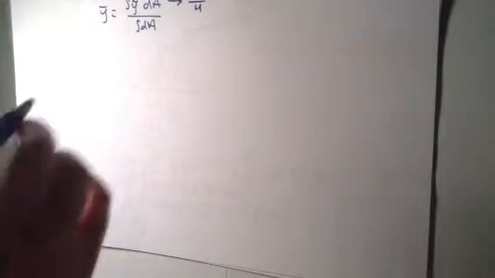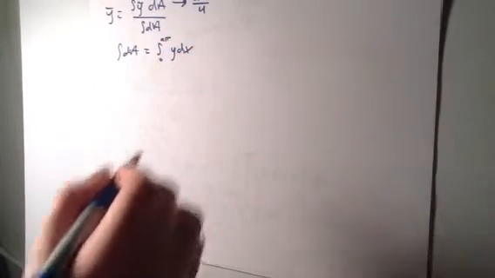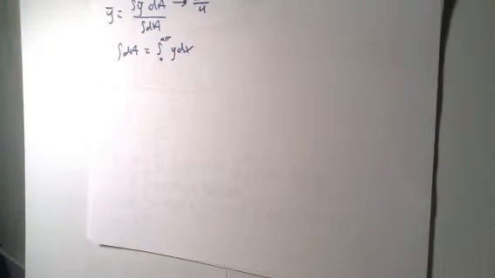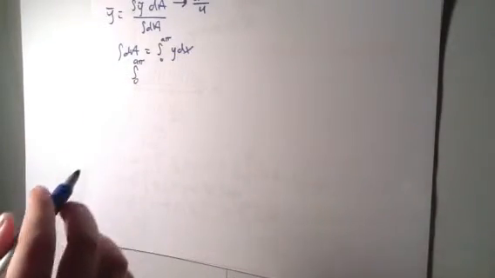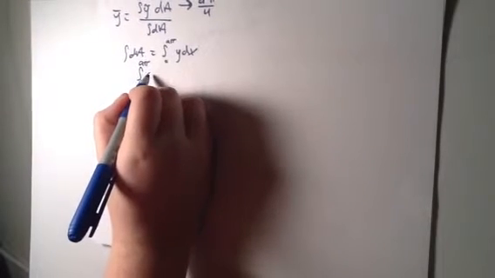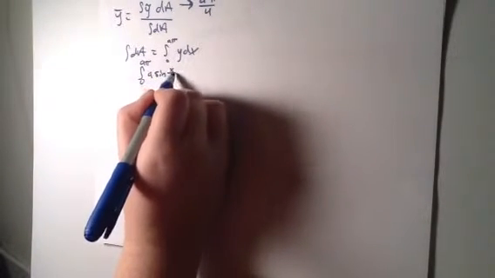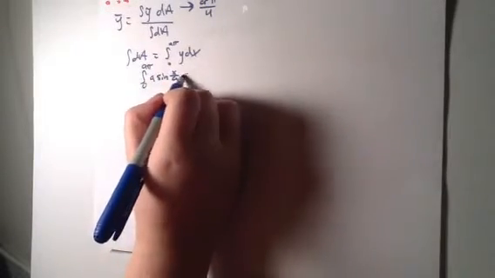So the denominator is the integral of dA, and dA is the same thing as y dx. So we can rewrite this so that we can solve it as the integral from 0 to a pi of y dx. So now all we have to do is rewrite y in terms of x. So we get the integral from 0 to a pi of a sine x over a dx.